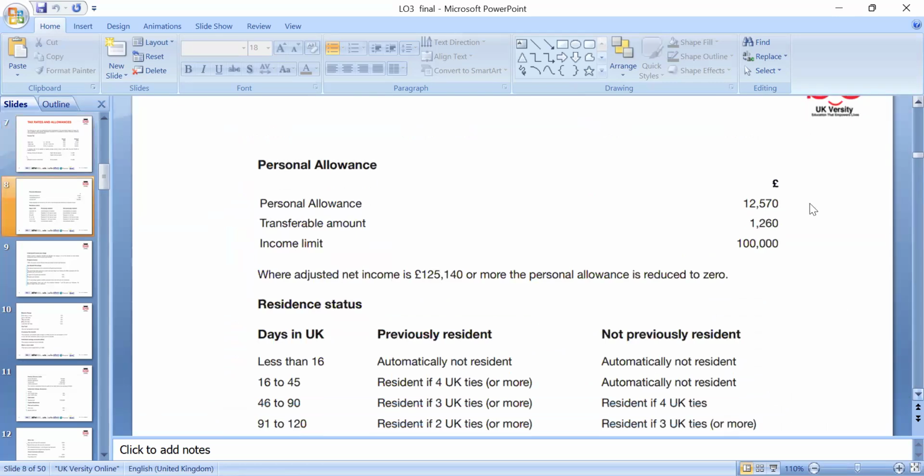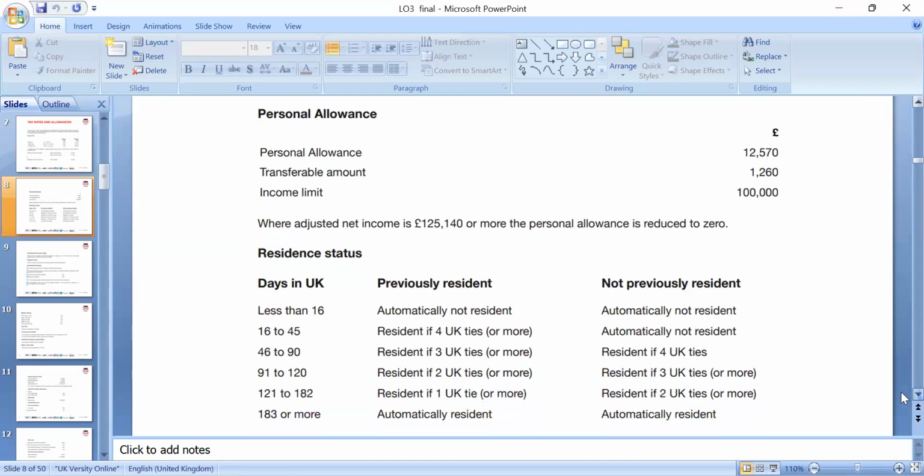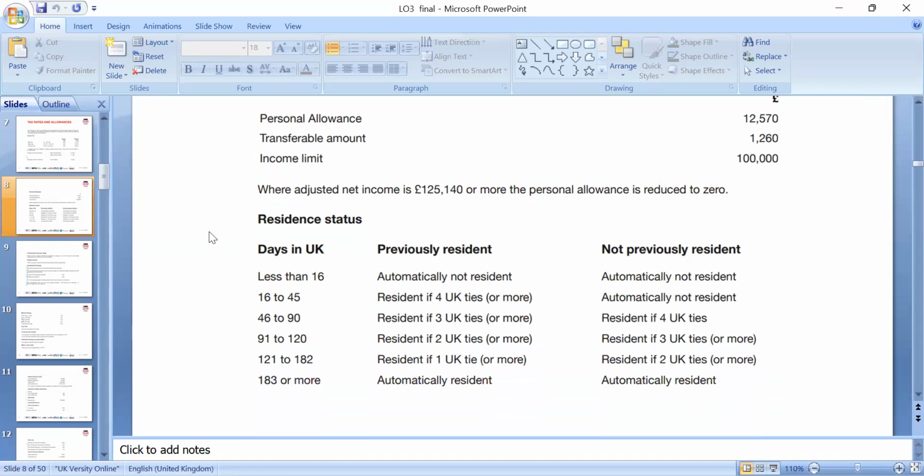Okay, so the personal allowance is 12,570, and the transferable amount is 1,260. You can transfer if, for example, your husband is not working. We can look at the income limits: 100,000. And please, if you're earning more than 125,140, your personal allowance will be finished, so tax will be calculated on the whole amount. That's the tax planning which you can advise clients on. It's good to have awareness.